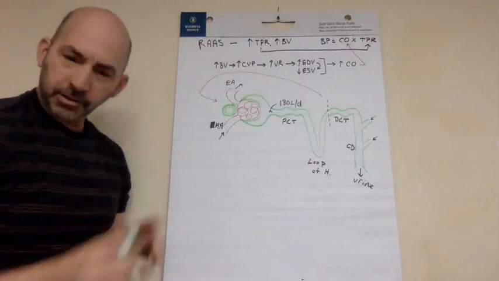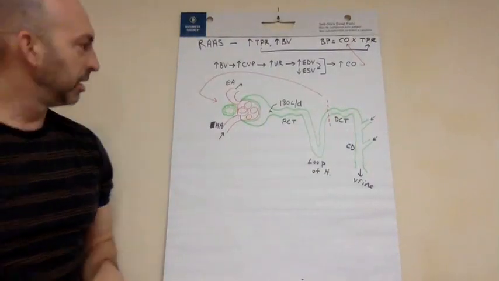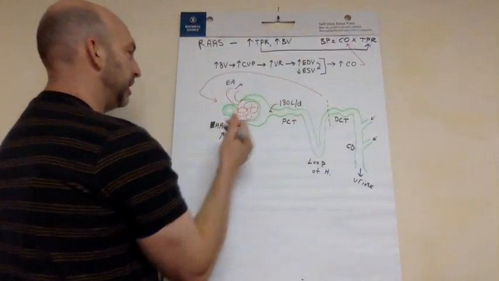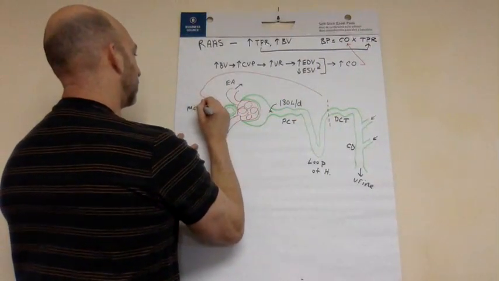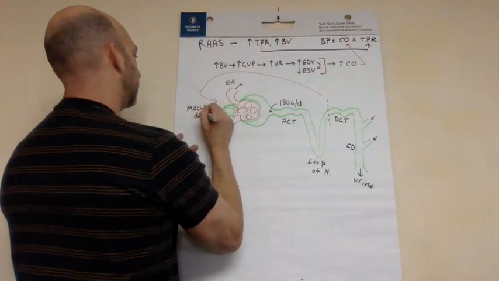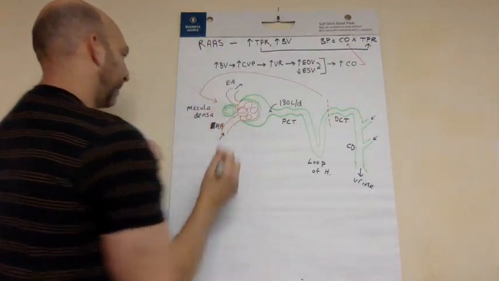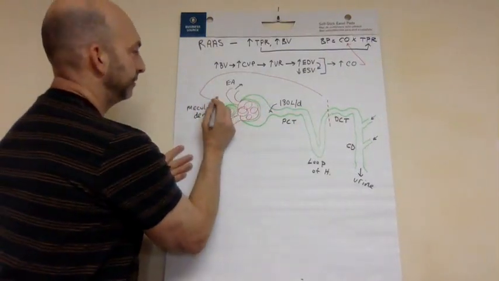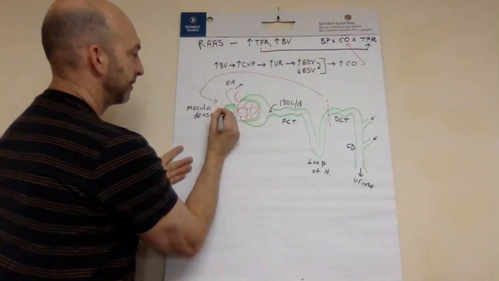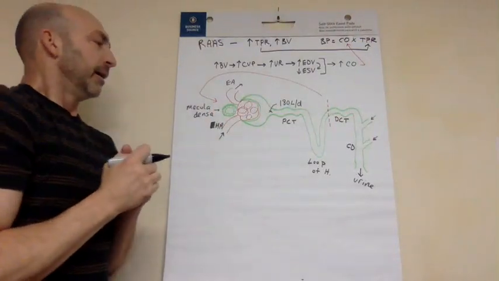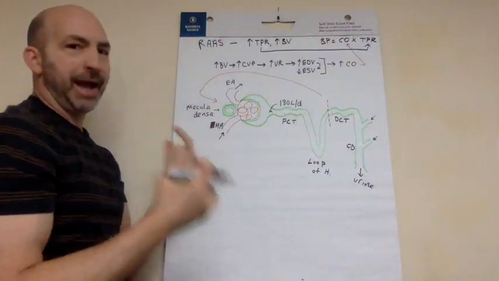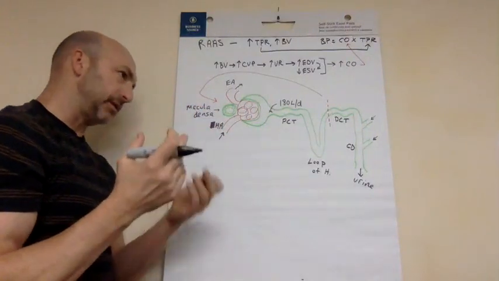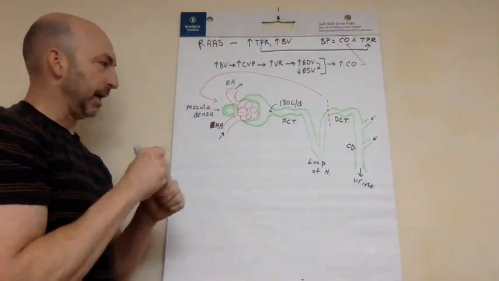Okay, so that region of the DCT, the early DCT, is called the macula densa. Right? That's this guy. So those cells at that particular spot are called the macula densa cells, and they are a sensor, which we'll get to in a second.